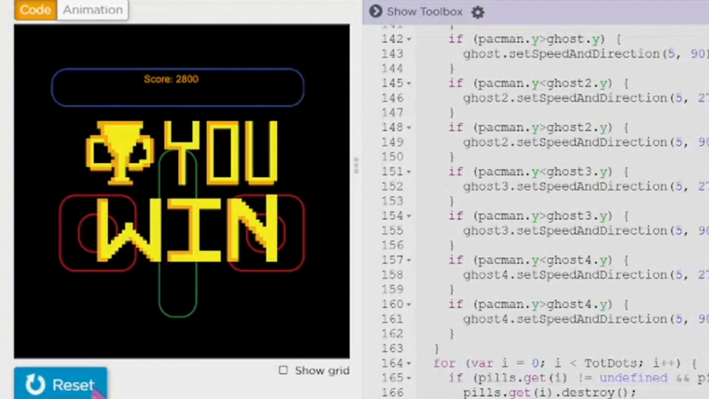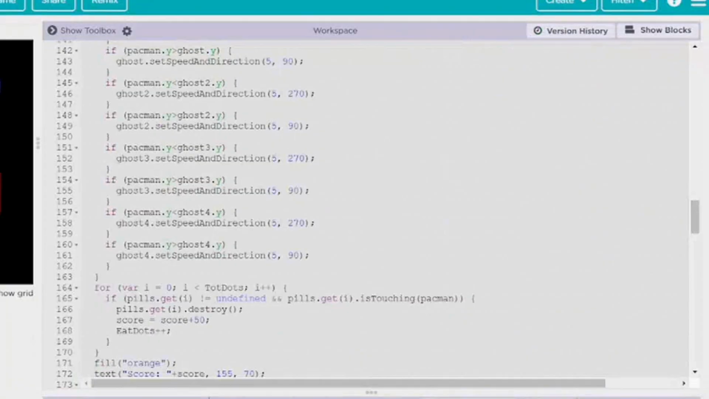And just like that, we won the game. This is how we play the game Pac-Man.